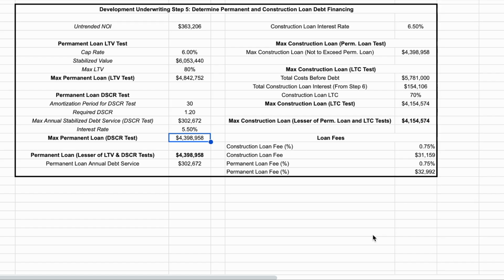And what you'll typically see is that the construction loan, the maximum amount is going to be limited by the size of the permanent loan. So typically, lenders won't provide a construction loan that's greater than the ultimate permanent loan, because the permanent loan will pay off the construction loan. So lenders won't want to assume that risk. So that's why we have to calculate both those together, both the permanent loan and the construction loan.